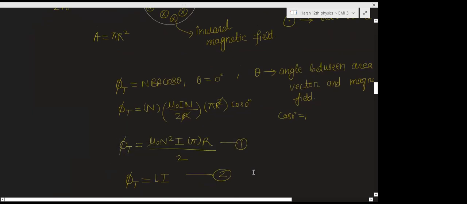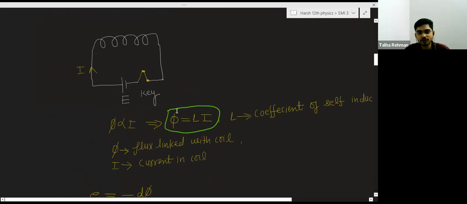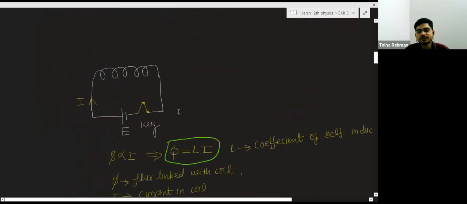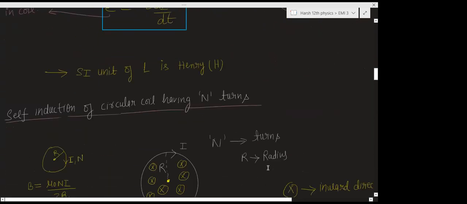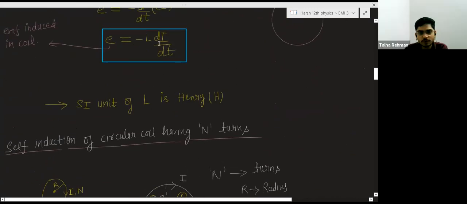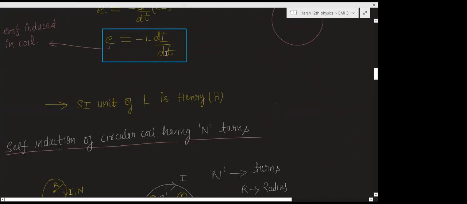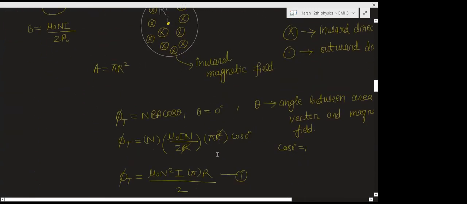I have told you in the beginning, phi is equal to L I. I have told you, na? Just check your notes whether I have told you or not, phi is equal to L I. And this formula also I have told you, E is equal to minus L dI by dt. So phi is equal to L I.